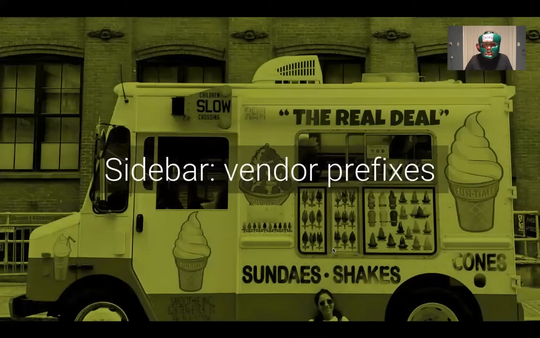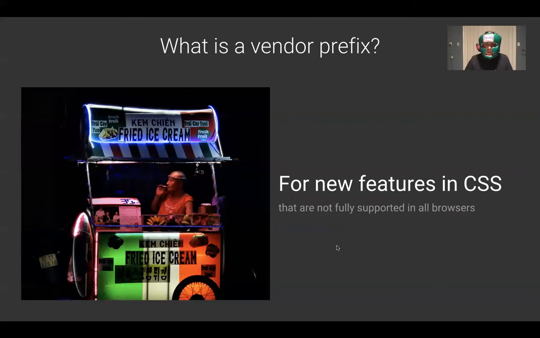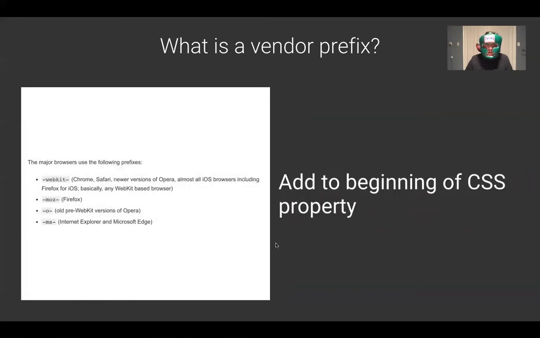So I want to take a second to talk about vendor prefixes. A vendor prefix is for new features in CSS that aren't fully supported in browsers. This is a way to sort of bridge the gap. We add these to the beginning of the CSS property.